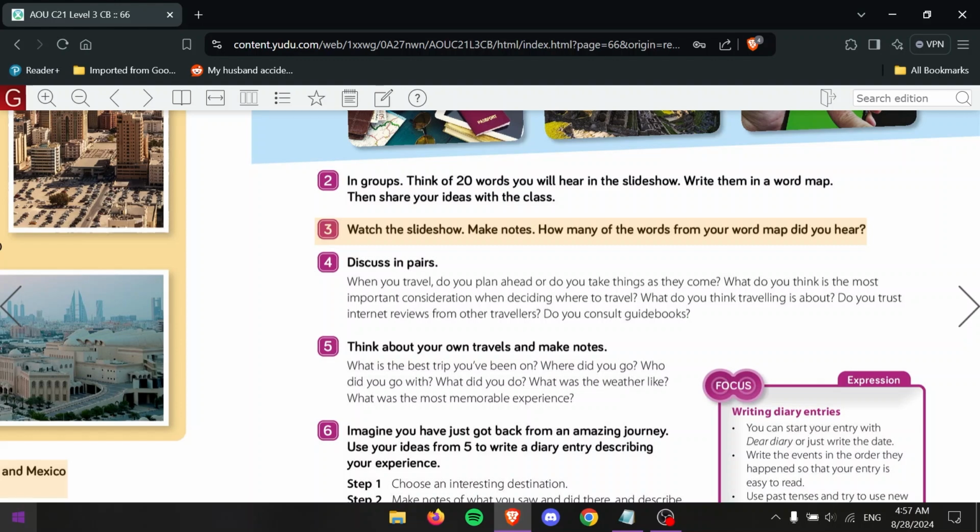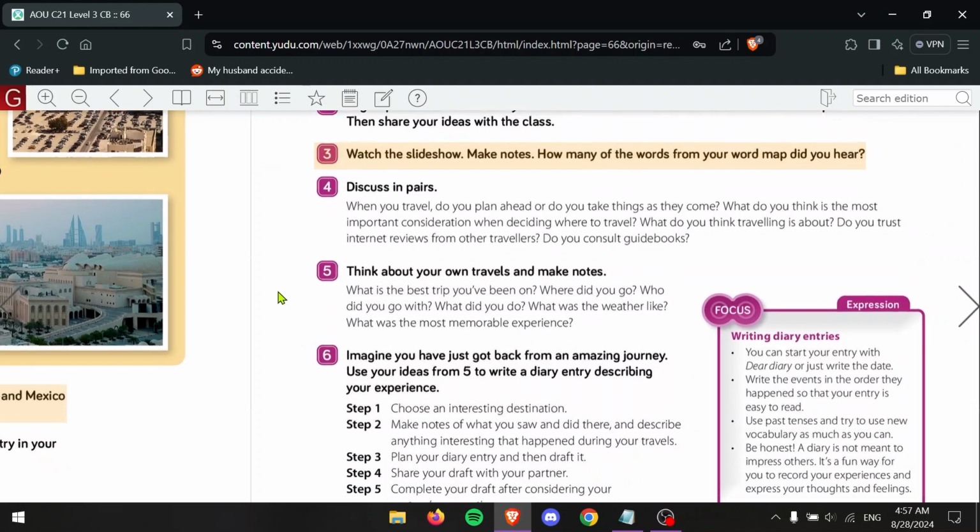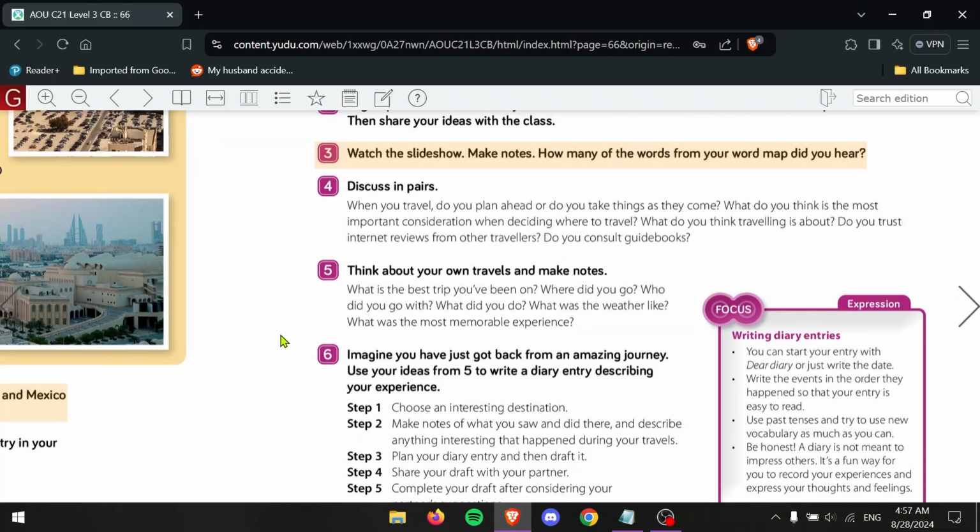All right, now let's go to 5. Think about your own travels and make notes. For this part, you're going to be talking, you could even write these if you want. Your own travels, vacations that you've been to, and take some notes on these specific questions. What is the best trip you've been on? Where did you go?